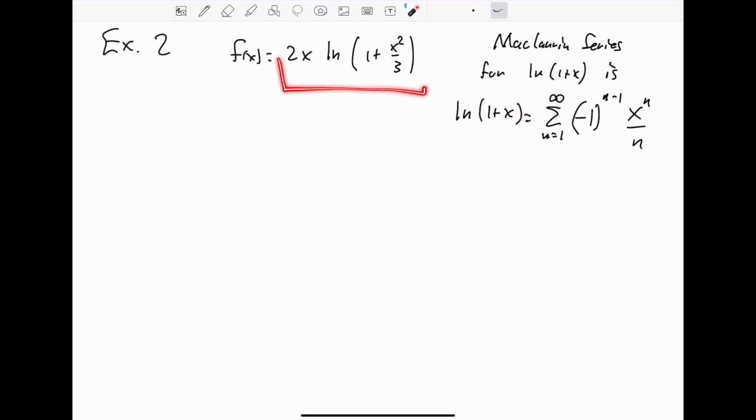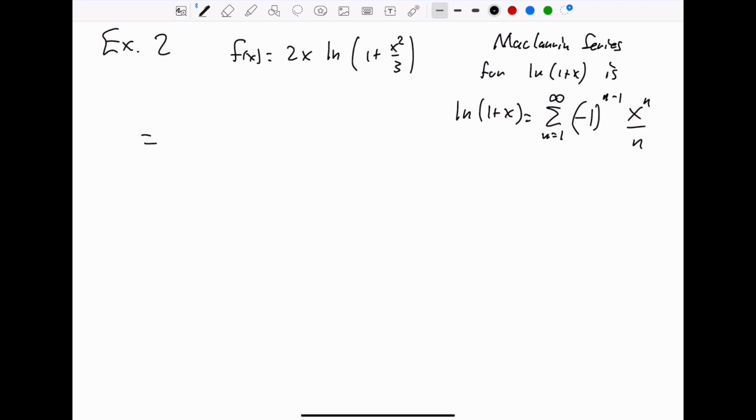But for this problem, we don't have to do that. We're just going to use the information that we have for the Maclaurin series for natural log of 1 plus x to find the Maclaurin series for this related function. We're going to start by thinking of replacing the x with x squared divided by 3. So the natural log here is natural log of 1 plus x squared divided by 3. For the Maclaurin series that we've got here, we're just going to replace the x with x squared divided by 3. Let's go ahead and do that.